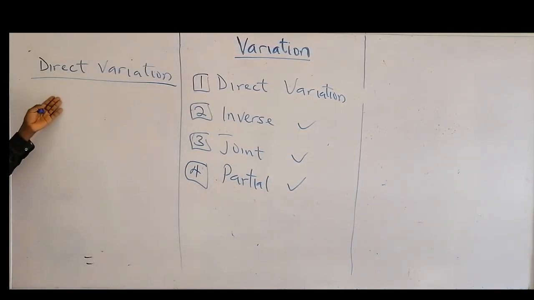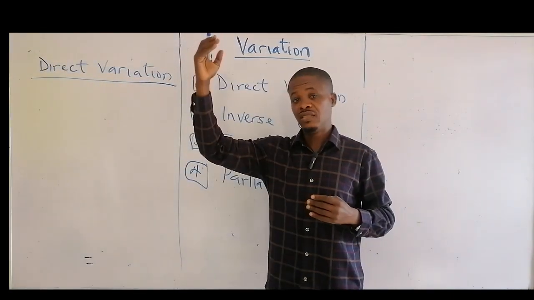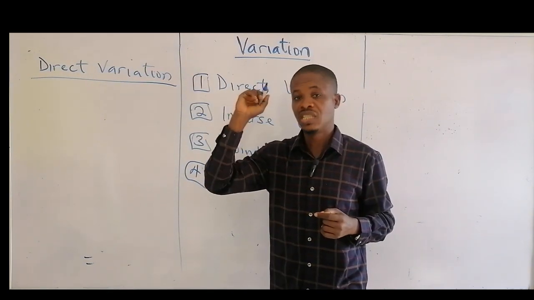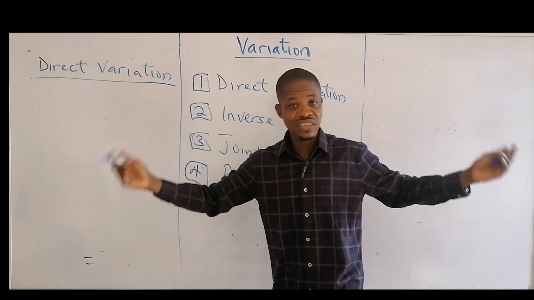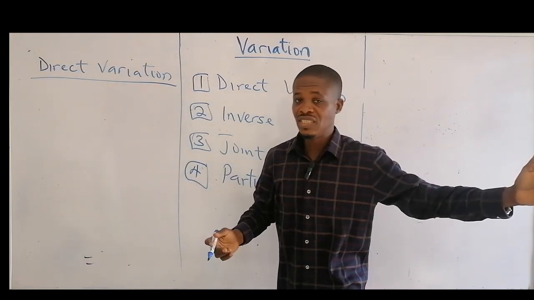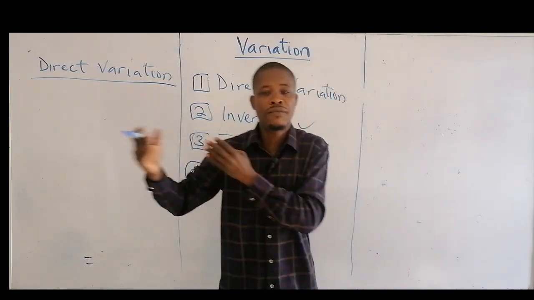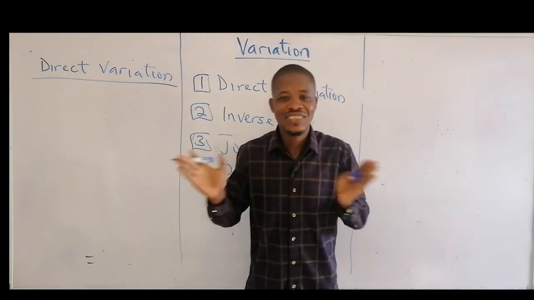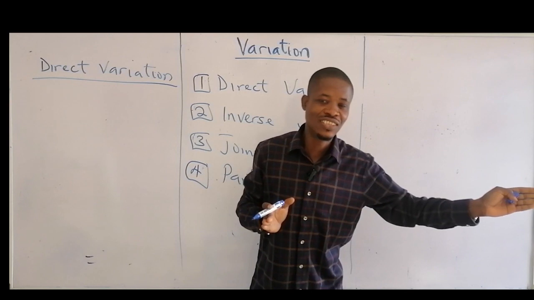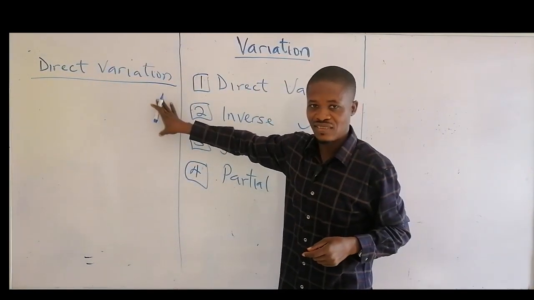Direct variation is also a relationship between two variables, whereby as one variable is increasing, the other variable will also increase. As one quantity is increasing, the other quantity is also increasing. Vice versa, as one quantity is decreasing, the other is also decreasing. If one quantity is halved, the other variable will be halved also. So they have a kind of direct relationship. One is going up, the other also shoots up. And that's it on direct variation.